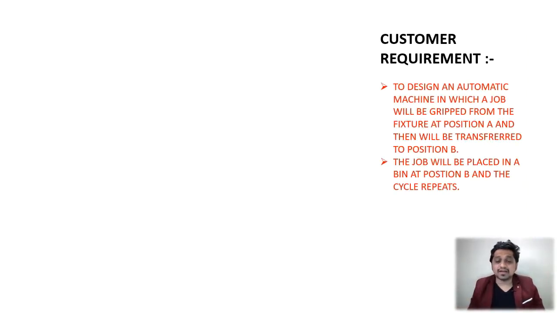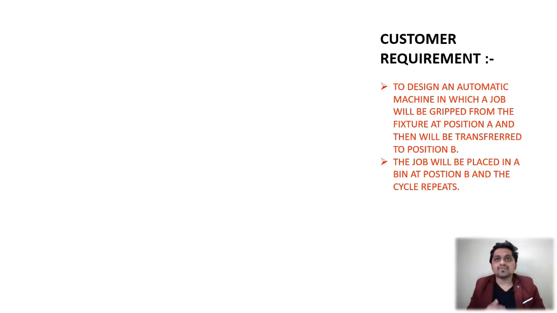So let's consider an example where the customer has placed an order. He wants an automatic machine in which a job will be gripped from the fixture at position A and then transferred to position B. Then the job will be placed at position B in some sort of bin, and then it will move to the home position and the cycle repeats. Now this is the initial customer requirement, right? So the customer has asked us for a machine for this purpose.